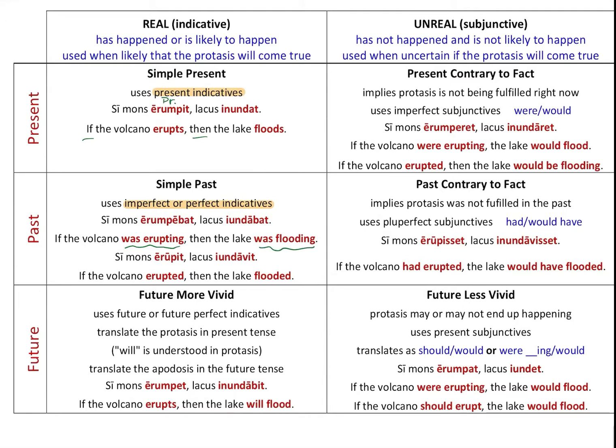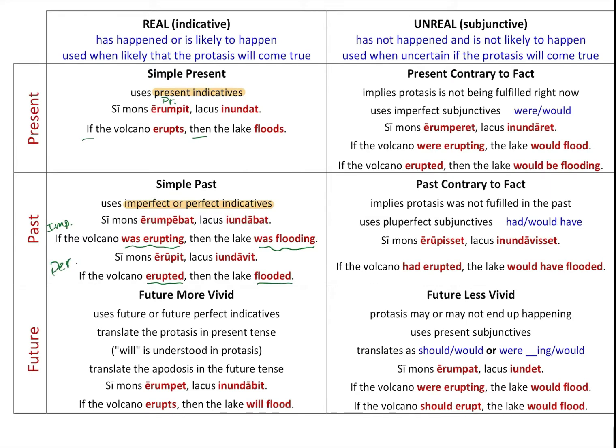Okay, here we can do it in perfect indicative. Si mons erupit, lacus undavit. If the volcano erupted, here it's in the perfect, then the lake flooded. So here is an imperfect example, and here is a perfect example.